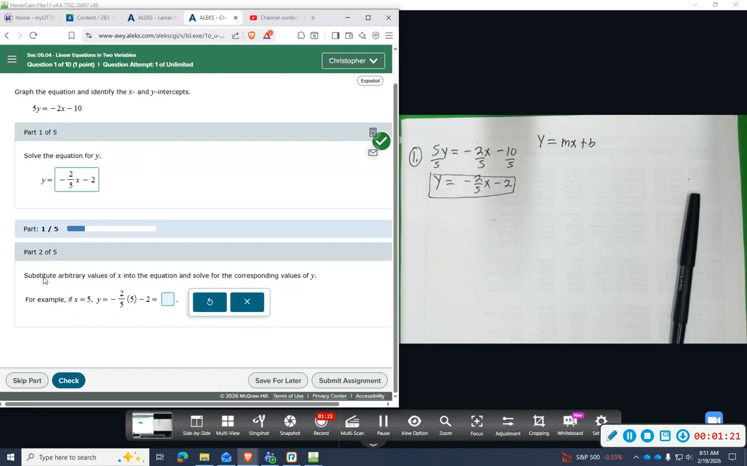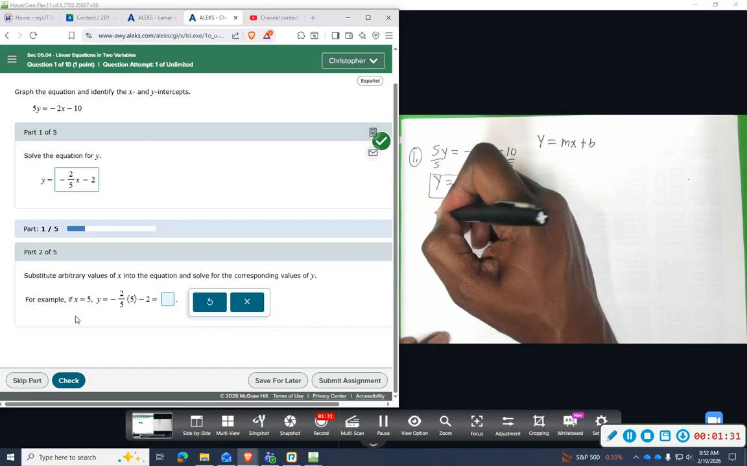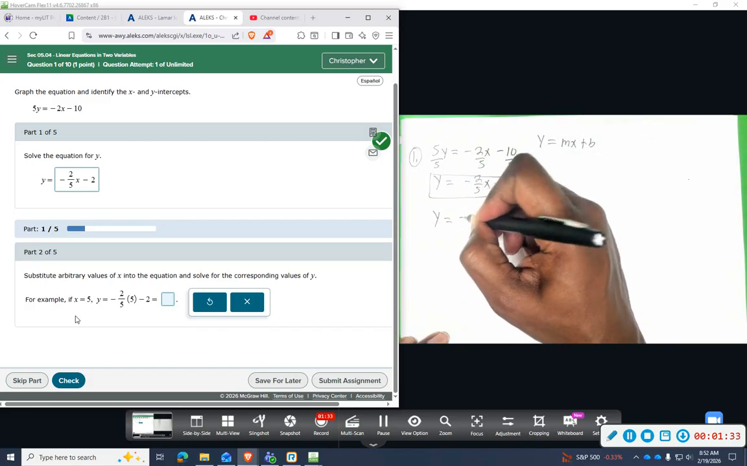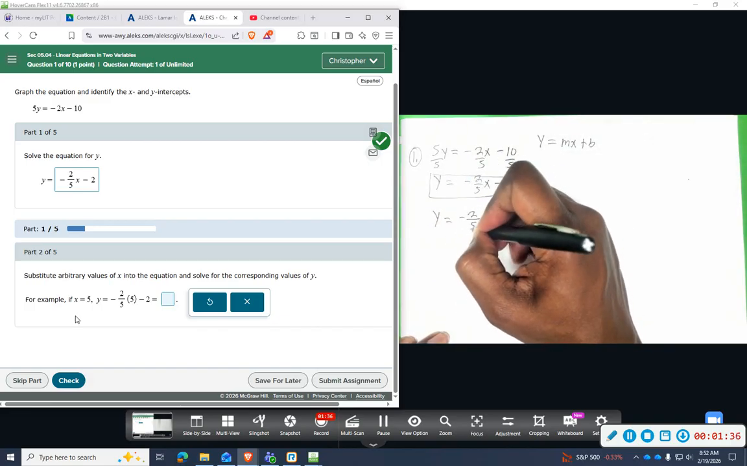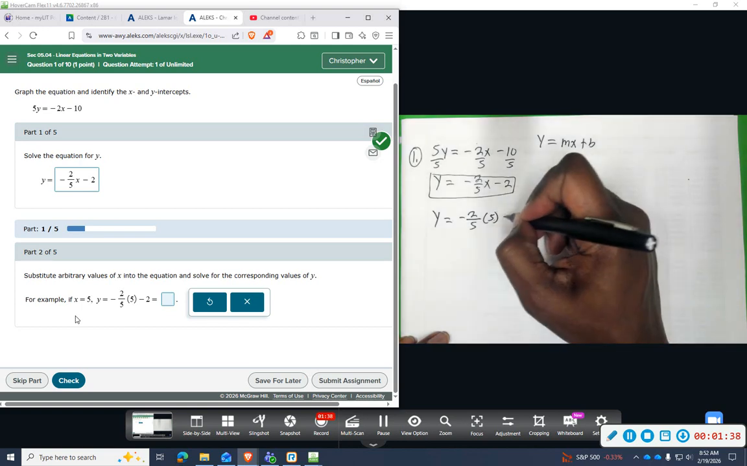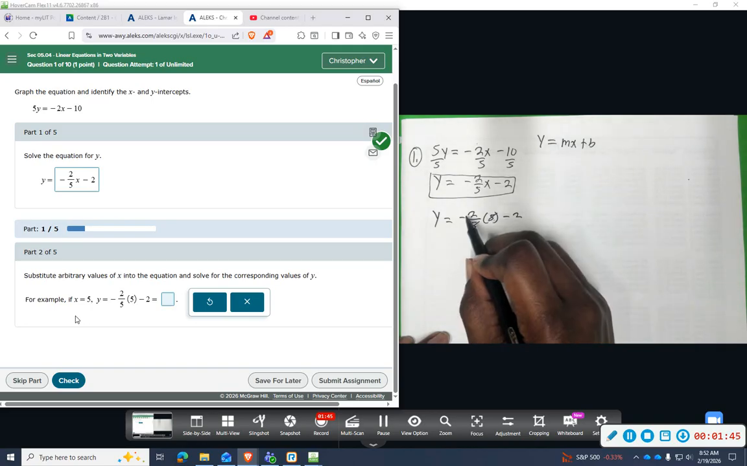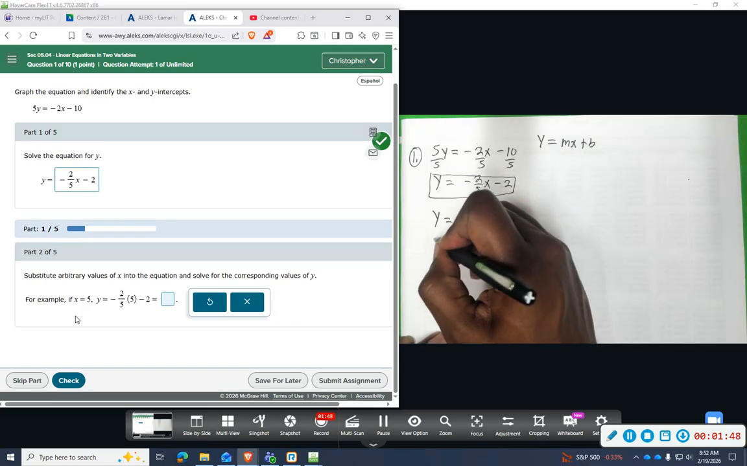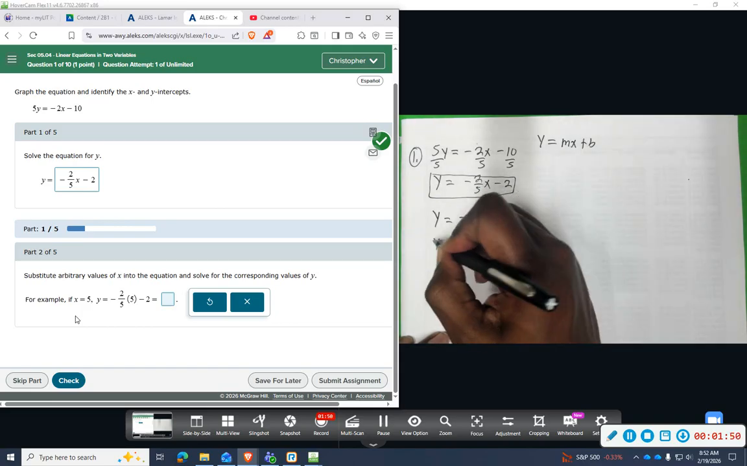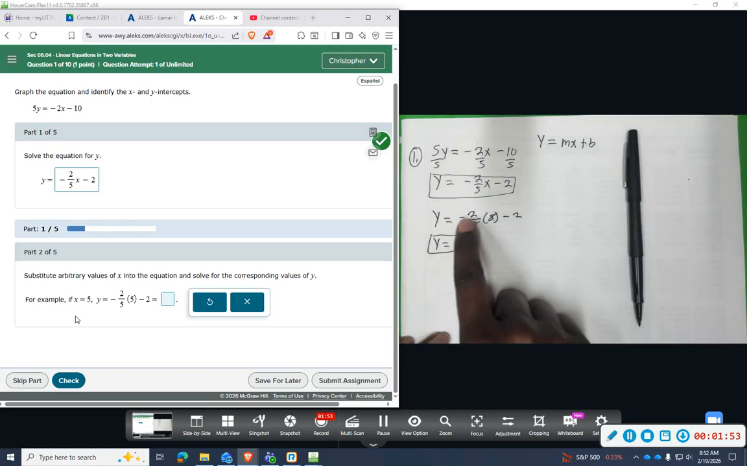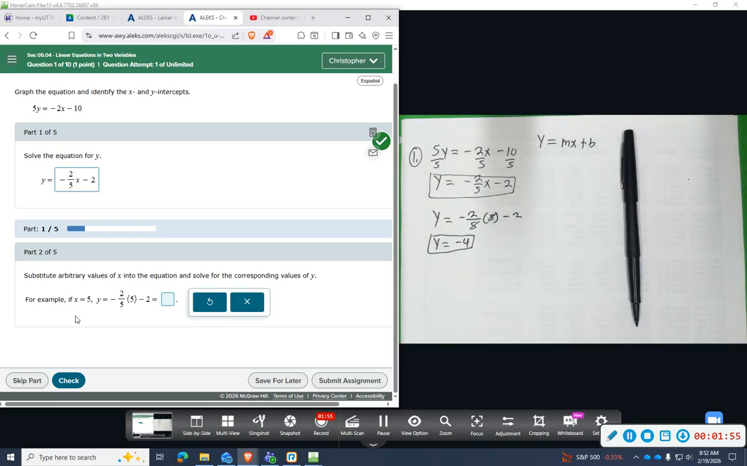Alright, so then we go to part 2. This says substitute arbitrary values of x into the equation and solve for the corresponding variables of y. So if we plug in x equals 5, okay, what happens? We're multiplying by 5. We're also dividing by 5. That 5 will divide out to be 1. So we'll have a negative 2 minus 2. And that gives us a negative 4. So when x is 5, y is negative 4.